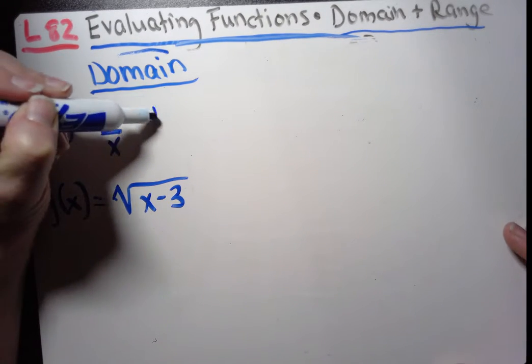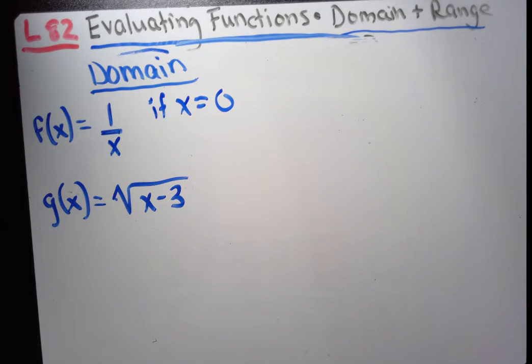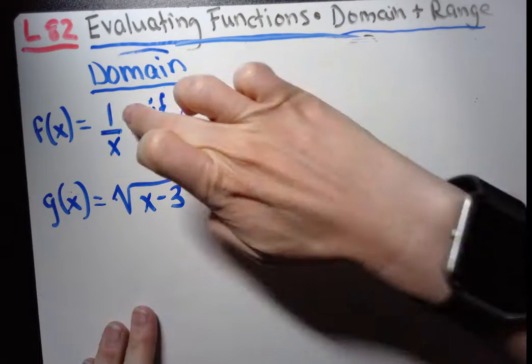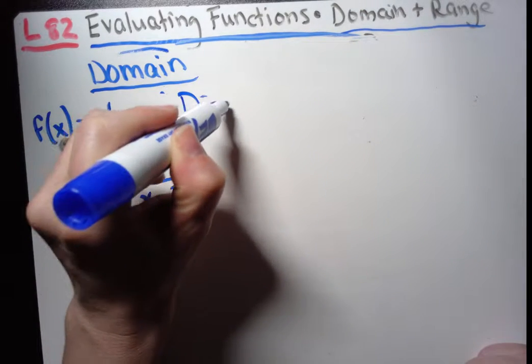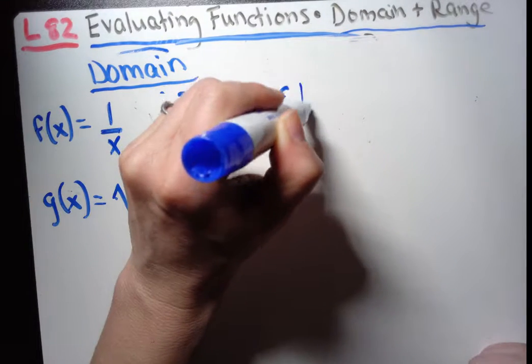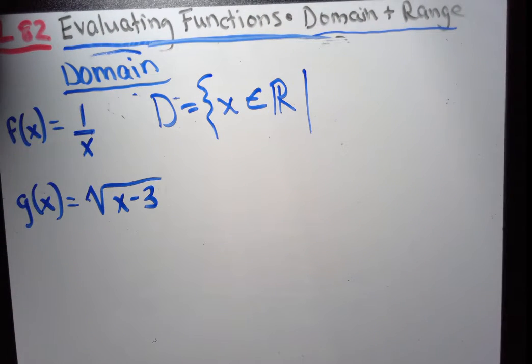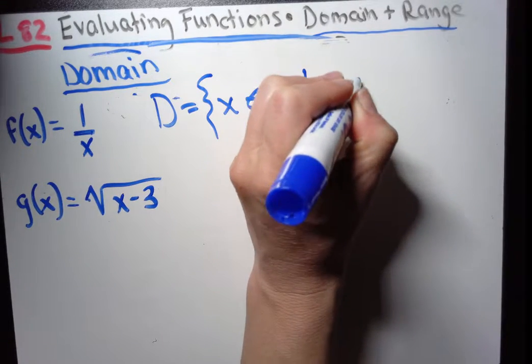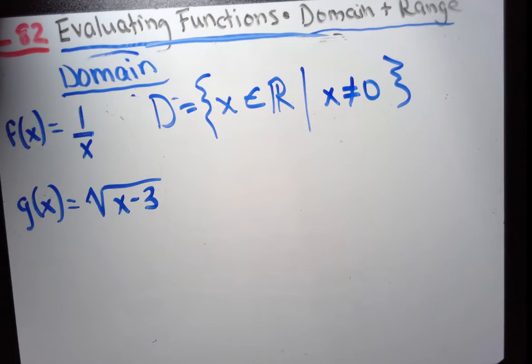If x is 0, then the whole thing doesn't make sense. There's a 0 on the bottom, it's undefined. So how would I write that? I would say the domain is x is a real number such that x is not equal to 0. So I'm going to put an inequality here showing that x can be pretty much anything but not 0.